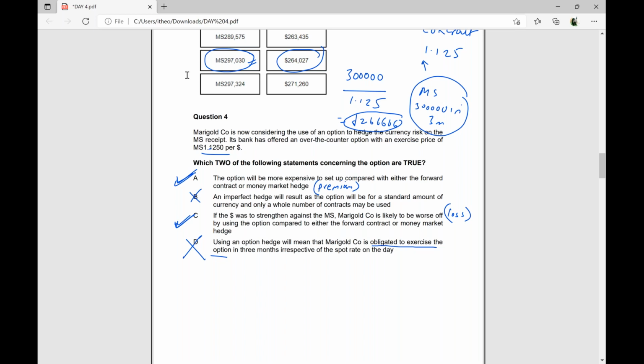Part C, Mr. M. Zarshan. If you read the question number 4 statement, the options have a price of 1.125. I'm receiving 300,000 shillings. If I use the option, I will get 266,666 through this rate. But if the dollar strengthens further, then obviously I will get a loss, because I fixed the rate at 266,666. If the dollar strengthened, I would have received more money. Option A, Sana, is just the disadvantage of options, that they are more expensive than others.